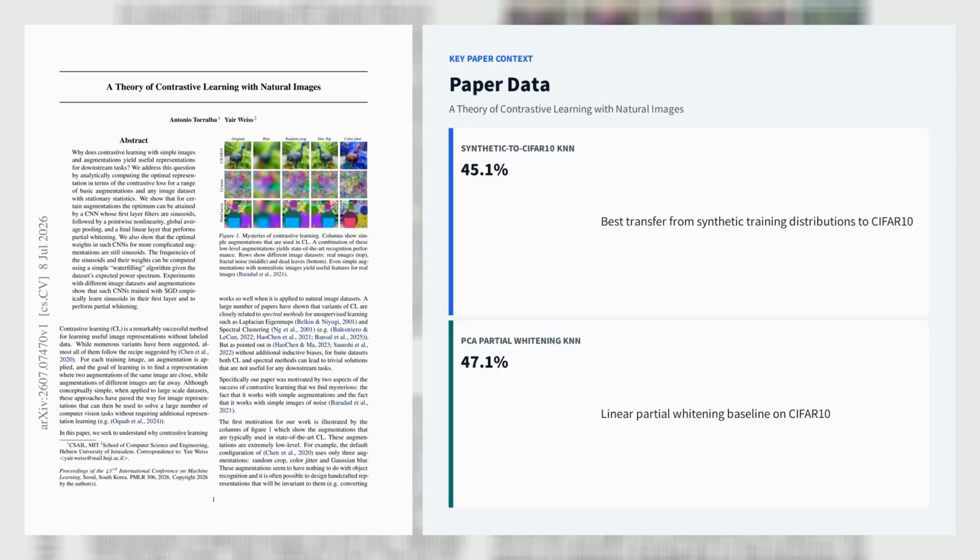In their CIFAR10 KNN study, training on non-CIFAR synthetic noise yields the best transfer when its expected power spectrum matches CIFAR10, reaching 45.1%, while simple partial whitening in PCA space gives 47.1% and close to the learned representation's performance.